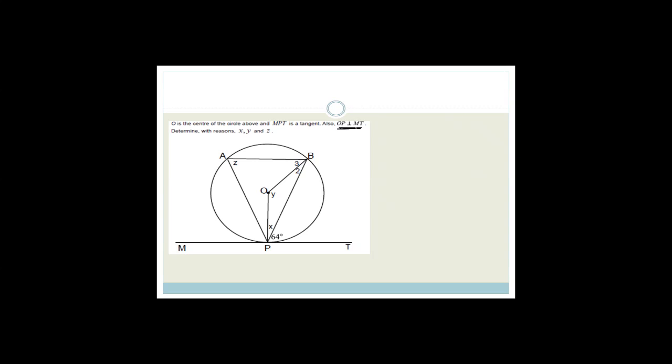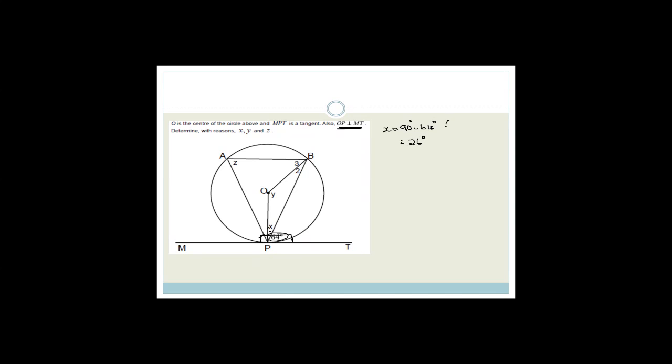How nice are they, telling you this? Because you should have worked it out for the simple reason that that is the theorem that states that the angle between the radius and a tangent is 90 degrees because they are perpendicular. And it says determine with reasons angles X, Y, and Z. Okay, well, if this whole angle here is 90 degrees, and this little bit is 64 degrees, what is X? Well, obviously X is going to be 90 degrees minus 64 degrees, which is 26 degrees.